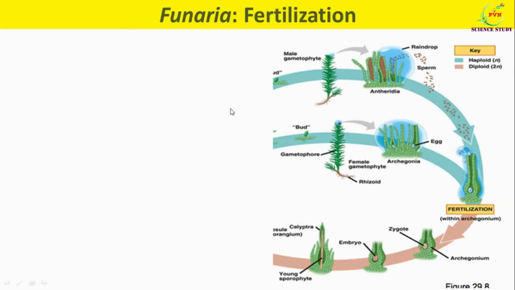And now we will see the fertilization process in Funaria. Fertilization is possible only in the presence of water, rain or dew. So in this diagram we can see the fertilization process. This is the male gametophyte and this is the female gametophyte. On the male gametophyte, antheridia are produced and on the female gametophyte, archegonia are produced.